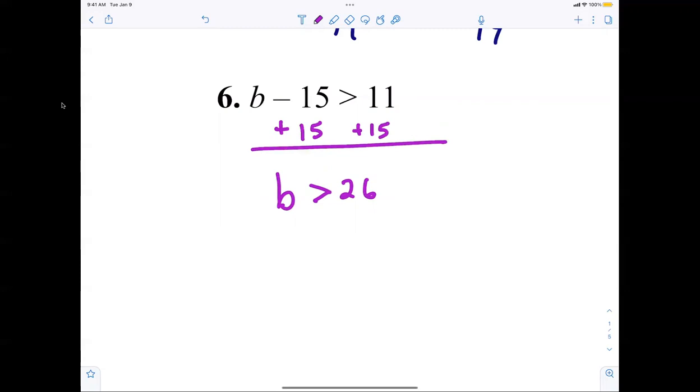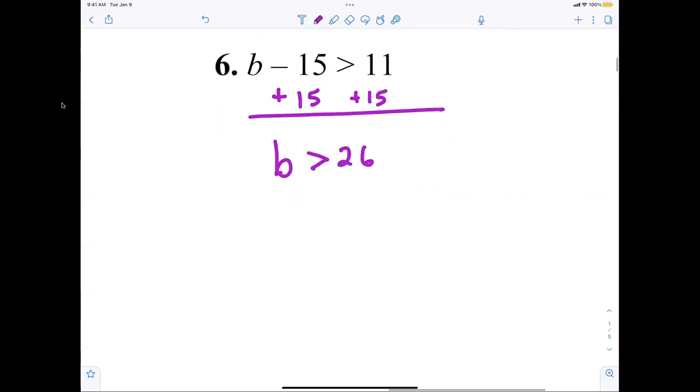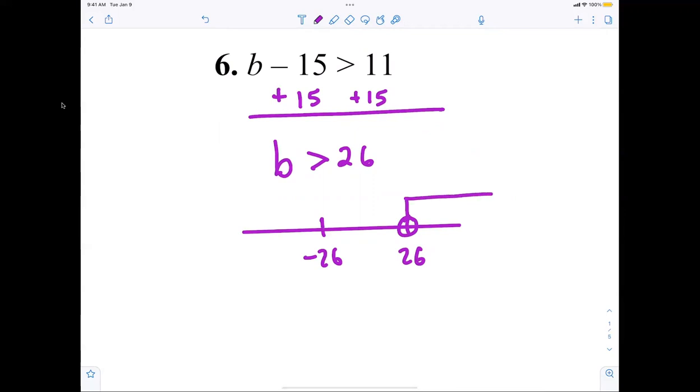Those of you who need to practice adding 15 so you can see it, that's perfect. Now, Noah, tell me how to graph that. Negative 26 and 26. And the arrow is going to the right. What kind of dot? Open circle. Open at 26. And then going in which direction? Right, going to the right.